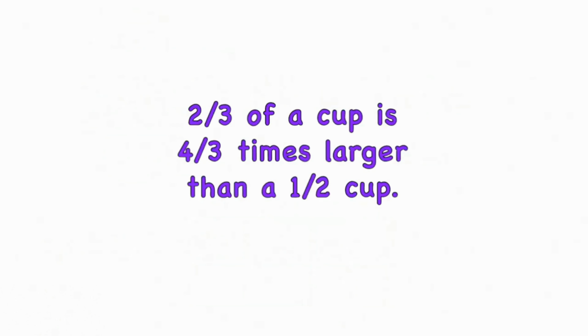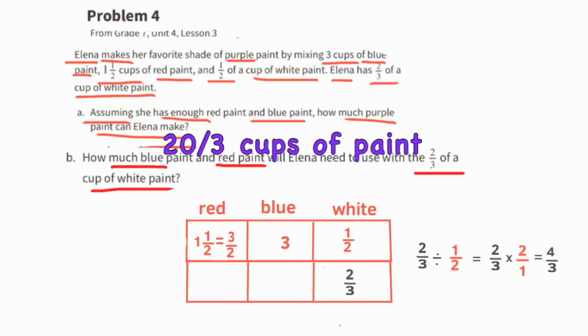Since 2/3 of a cup of white paint is 4/3 times larger than ½ cup of white paint, then we'll end up making 4/3 times the original amount. And since the original amount was 5 cups of paint, this new batch would be 4/3 times larger than 5 cups of paint. 4/3 times 5, or 4/3 times 5 over 1, equals 20 over 3. So this new batch would make 20/3 cups of paint.